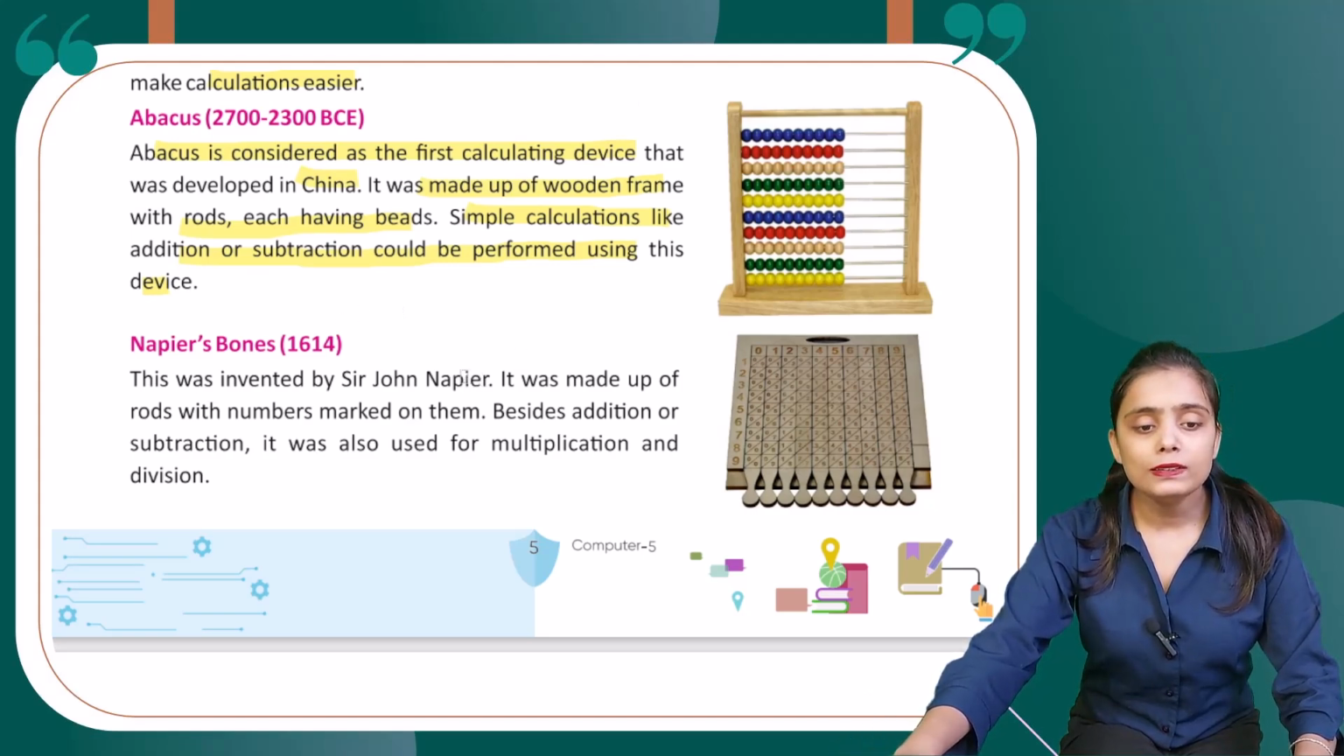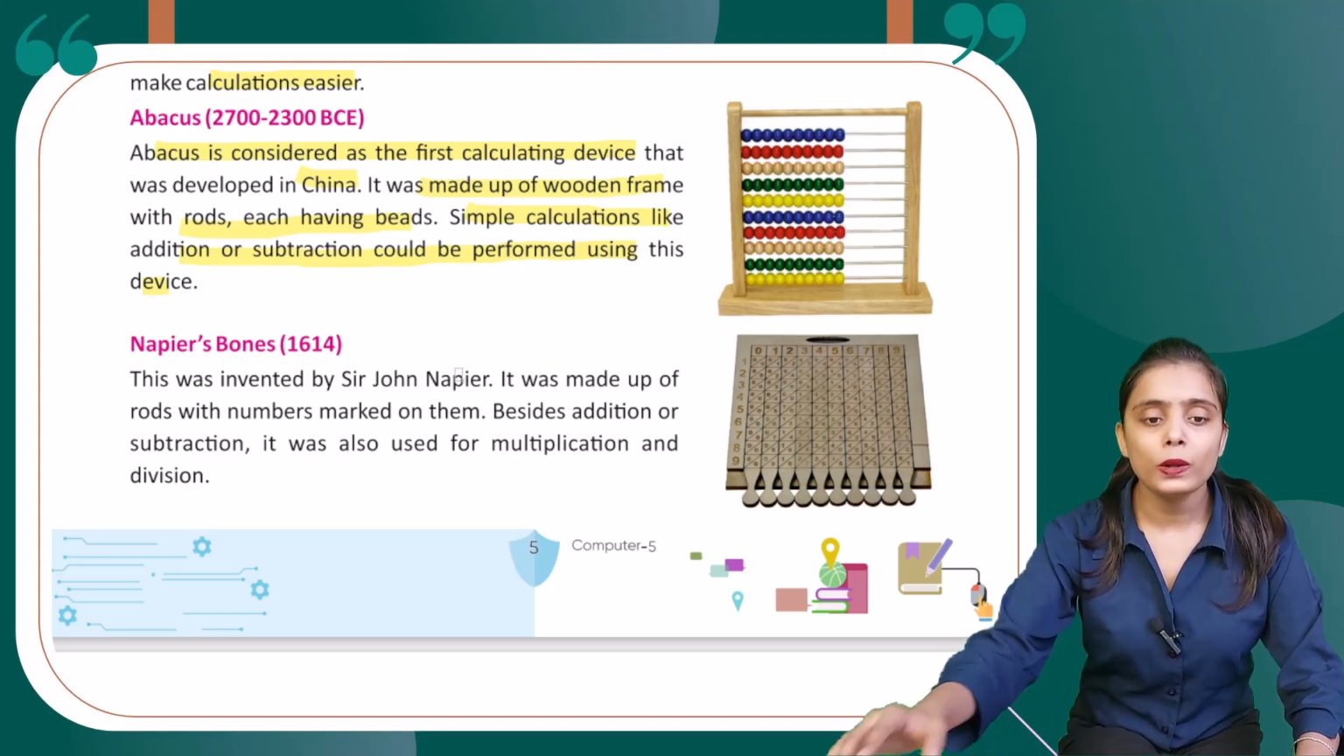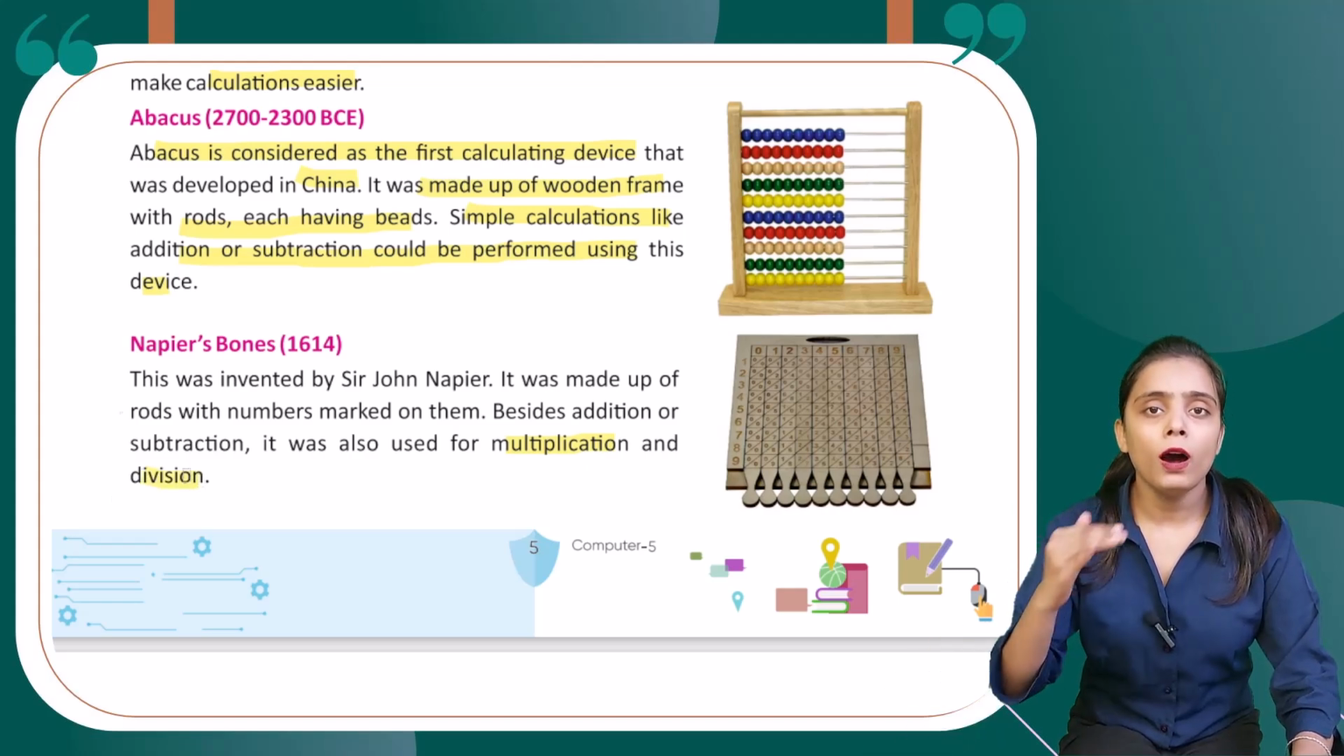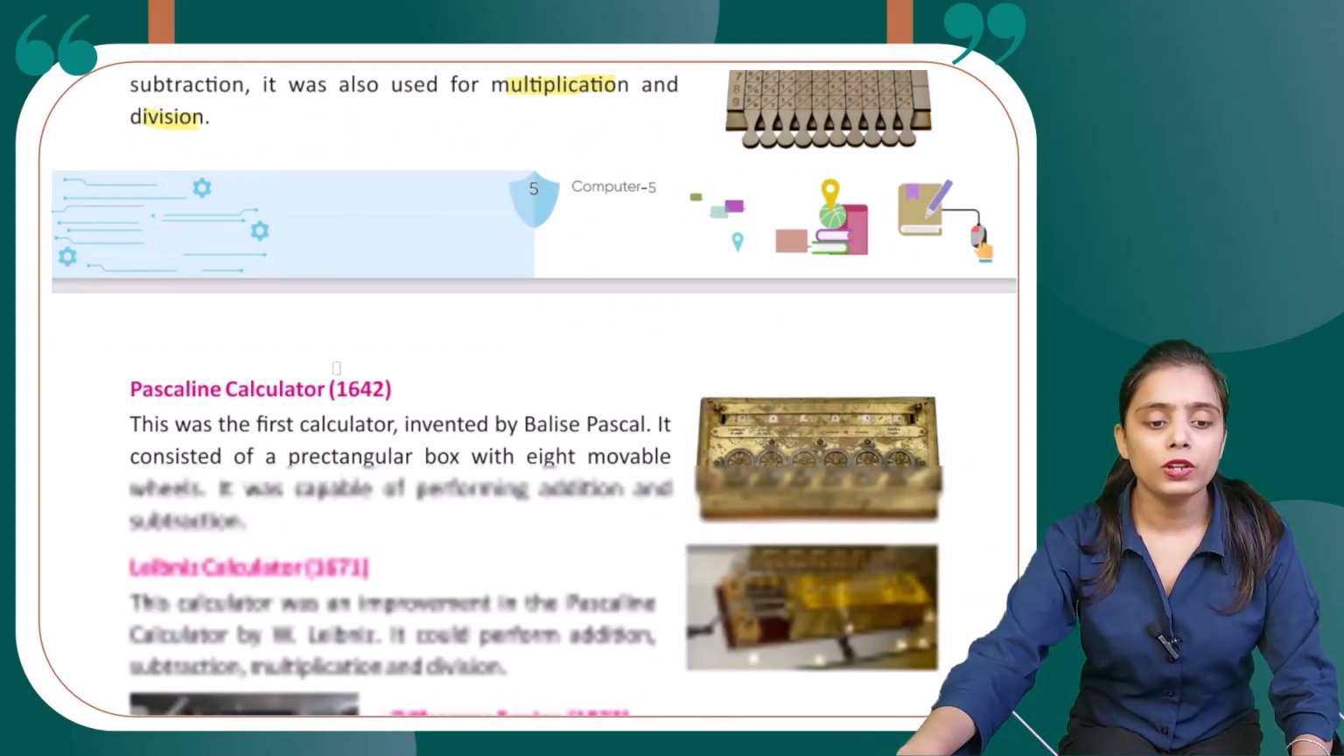Now let's see the second one, that is Napier's bones, 1614. This was invented by Sir John Napier. Who invented it? Sir John Napier. It was made up of rods with numbers marked on them. Here you can see these are rods and numbers marked on them. Besides addition or subtraction, it was also used for multiplication and division. So you can say one level up. How? Because of the multiplication and division.